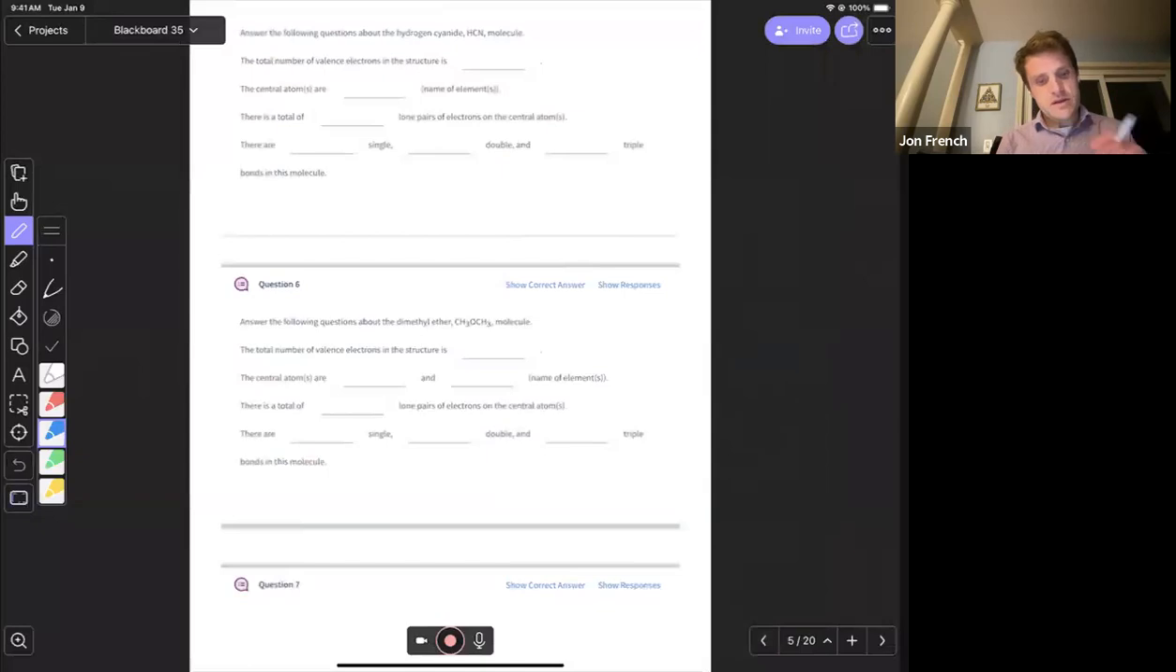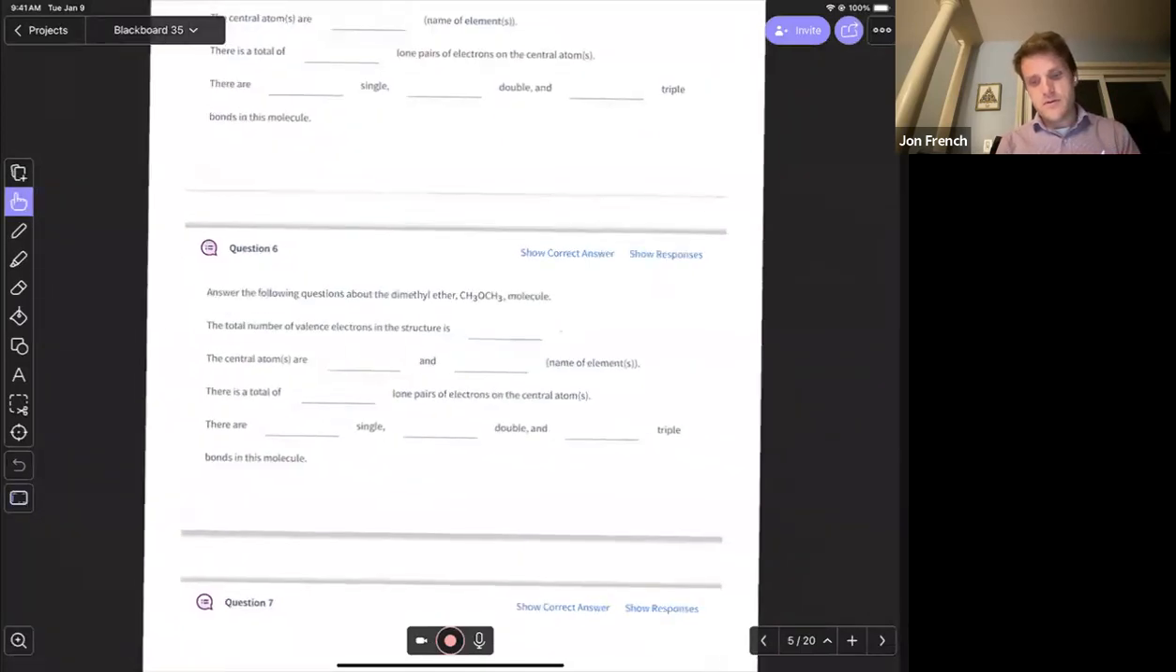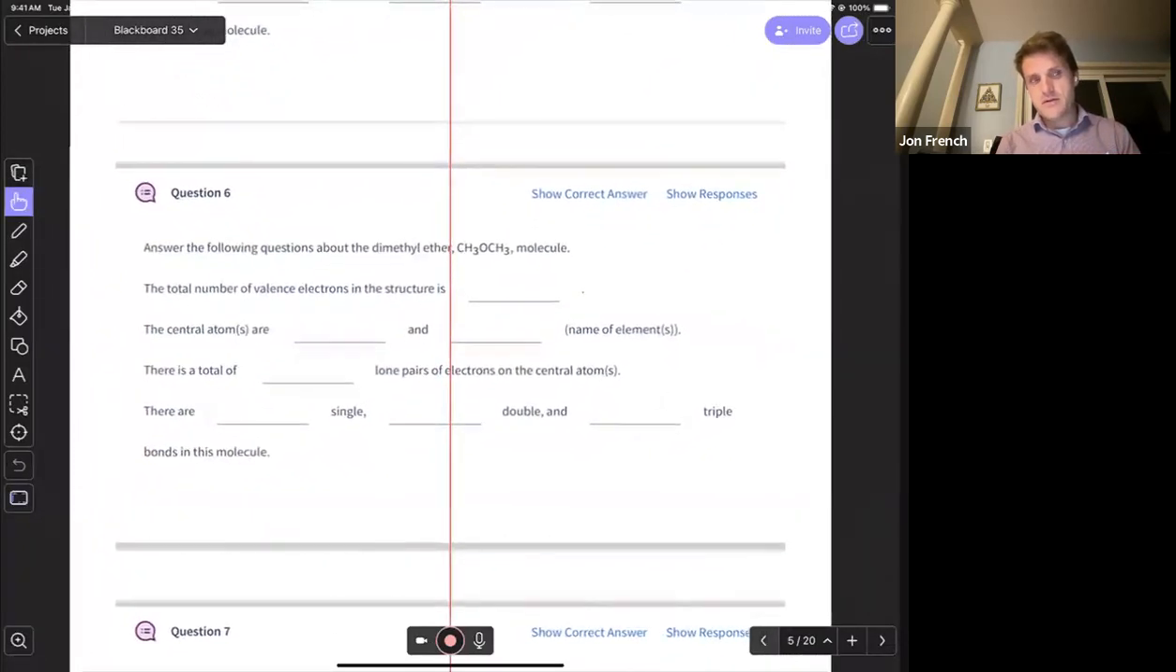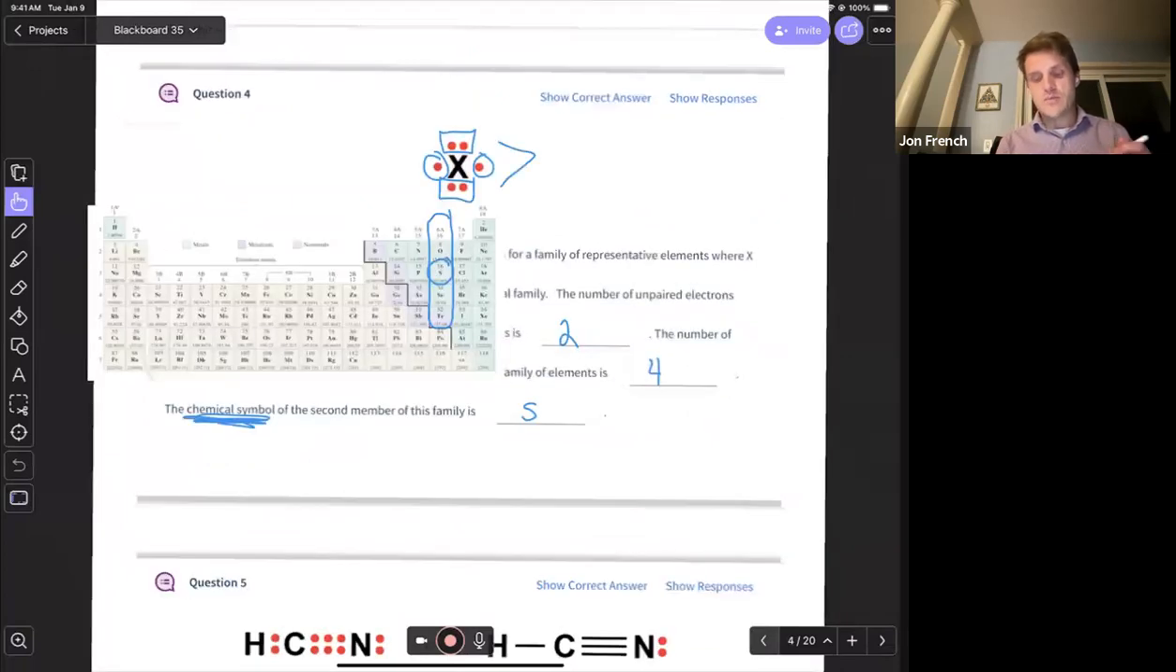All right, question 6. Answer the following questions about dimethyl ether, right? How do we know where in the column it is, right? We know where in the column it is because we know our number of valence electrons, right? So 1, 2, 3, 4, 5, 6 valence electrons. 6 valence electrons is group 6, so that matches, right?